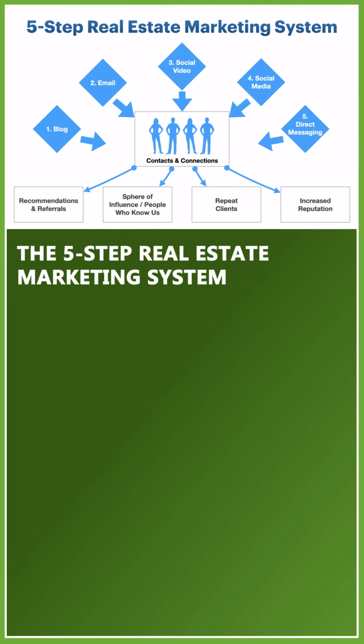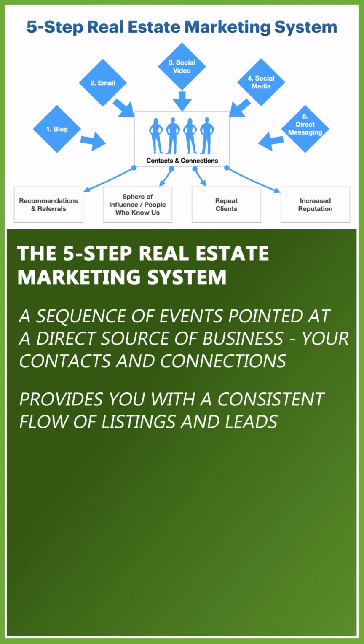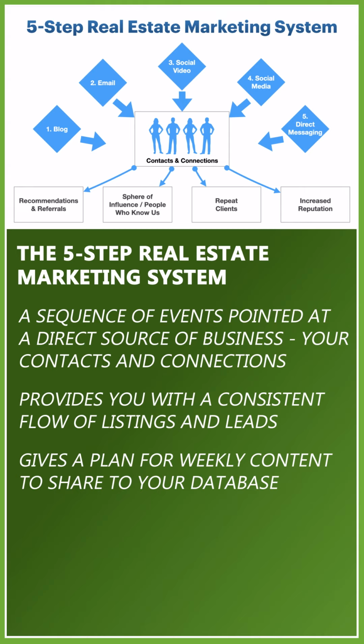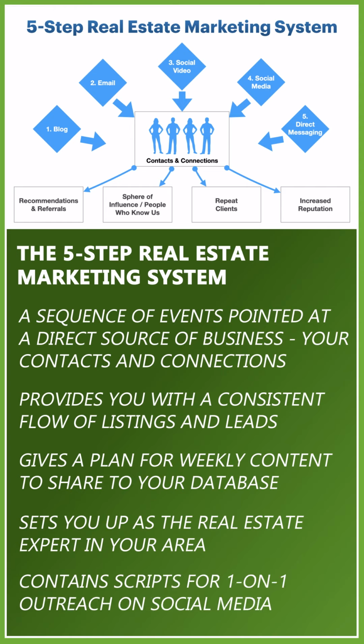The 5-step marketing system is best described as a sequence of events pointed at a direct source of business, our contacts, and our connections. It's because of this direct source of business that we're able to get consistent leads and consistent listings on a weekly basis directly to our inbox. Now, this 5-step marketing system allows us to deliver content on a weekly basis without being repetitive or tone deaf. It gives us an edge by allowing us to be that expert listing agent in our market with evidence to prove so. And it helps us reach out to our databases both on Instagram and Facebook with direct scripts for one-on-one outreach.